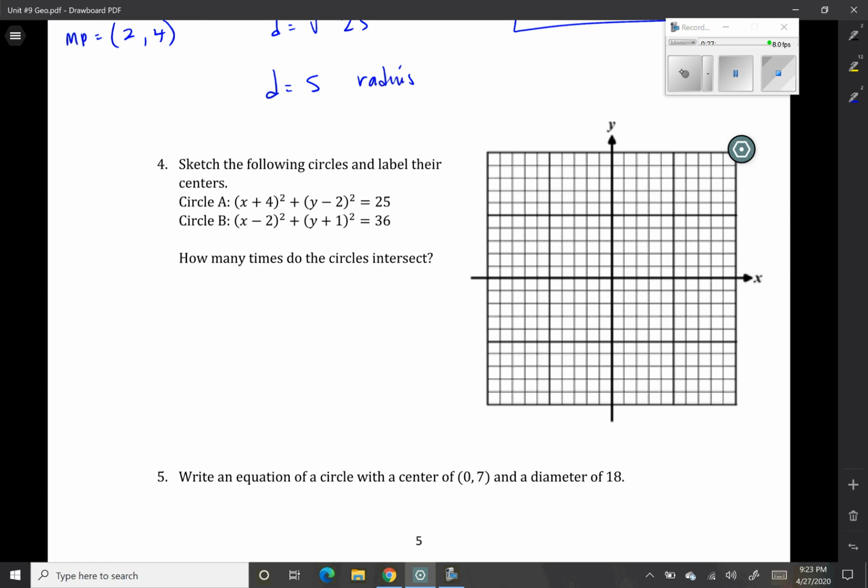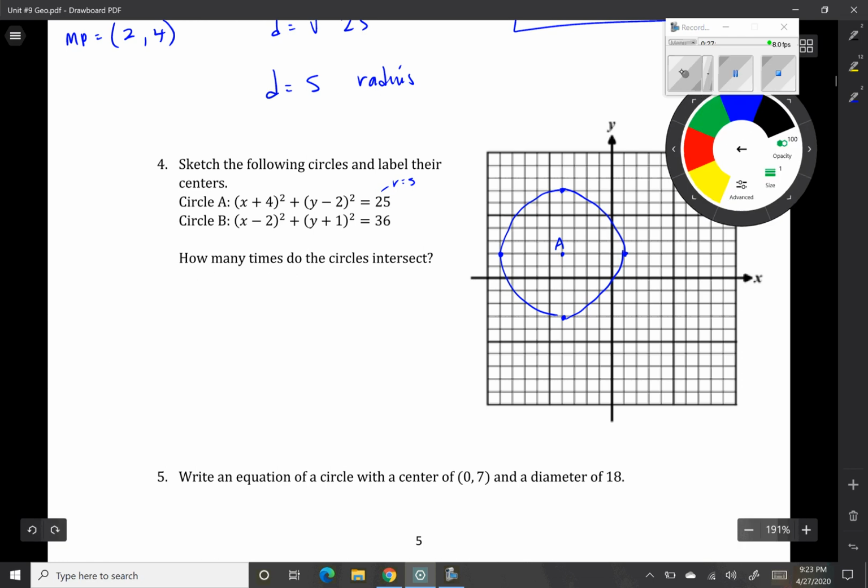So if I go -4, +2, 1, 2, 3, 4, +2, that's my center. The radius of this circle is 5, so I would go up 5, 1, 2, 3, 4, 5, down 5, 1, 2, 3, 4, 5, to the right 5, and to the left 5. Try and draw a nice circle here as best you can. It doesn't have to be perfect, but try your best. This is circle A, so I'll call the center A.